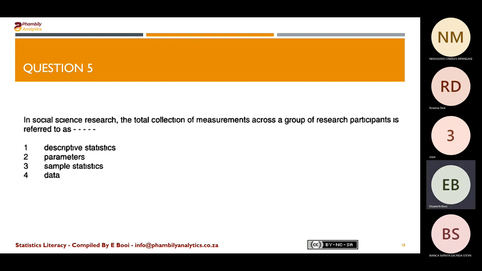We have 3 minutes left, so I think this might be the last question. In social science research, the total collection of measurements across a group of research participants is referred to as: one, descriptive statistic, two, sample parameters, three, sample statistics, four, data.